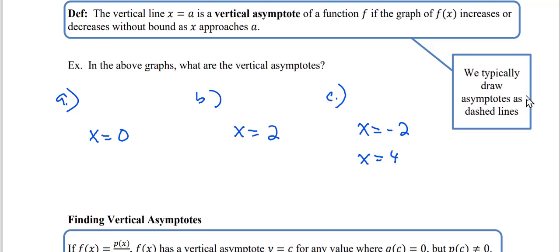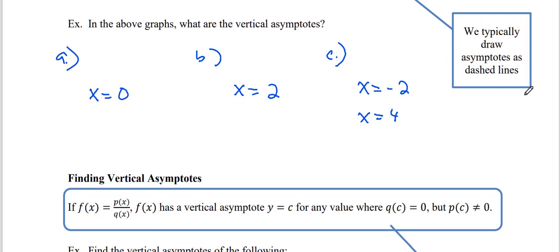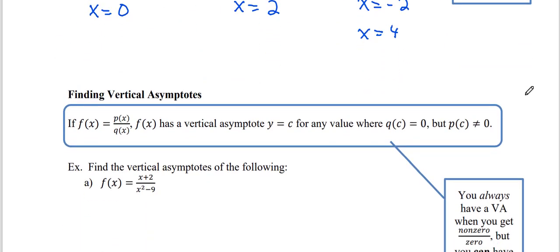I put a little note here. We typically draw asymptotes as dashed lines because they're not actually part of the graph of the function, but it's helpful to see them in there as dashed lines so we know the function is getting closer and closer to that. If we look at a graph, it's usually pretty easy to identify a vertical asymptote, but what if you're looking at the function? So here we are talking about finding vertical asymptotes from the equation of the function if you're given it.